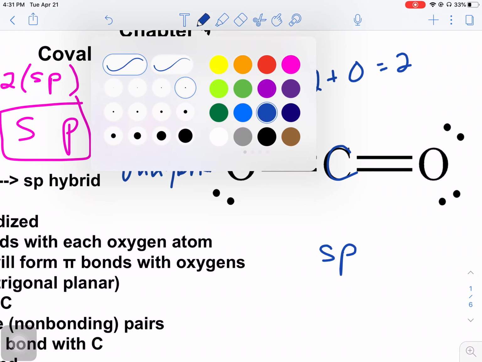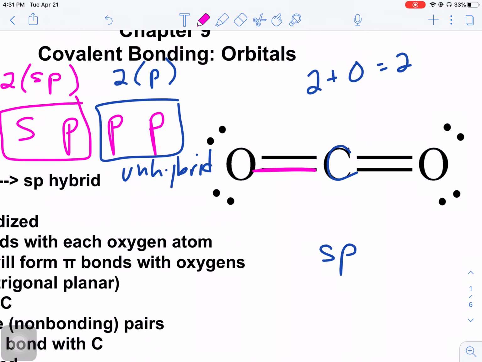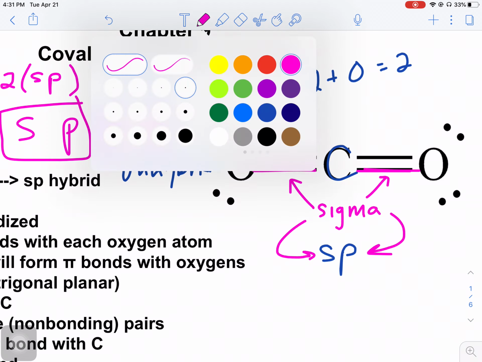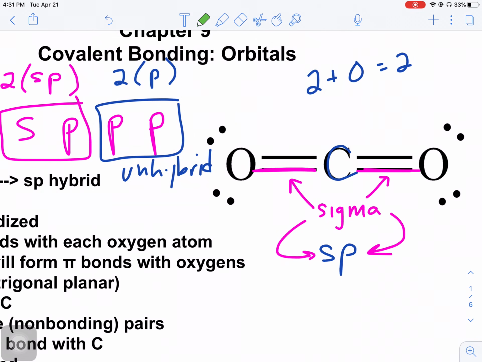Now let's take a little bit of a closer look. Carbon forms a double bond with the oxygen on the left, and it forms a double bond with the oxygen on the right. So the first bond formed will always be a sigma bond, okay? And this sigma bond is going to be formed by these sp hybrids. I'm going to change colors on you. Let's go to green. But carbon also forms a double bond, okay? And the double bond, or the second bond, is formed by your unhybridized p orbitals.